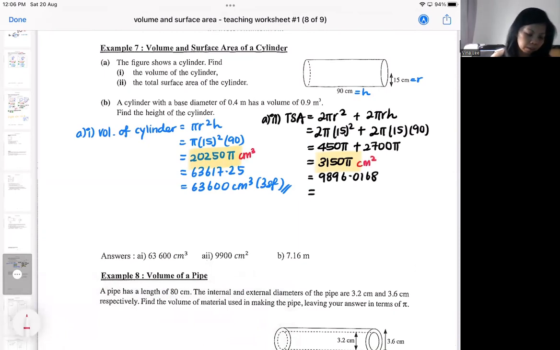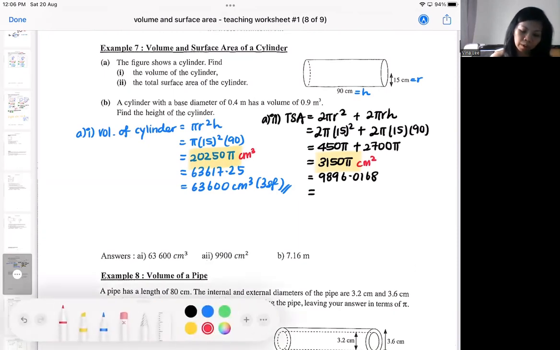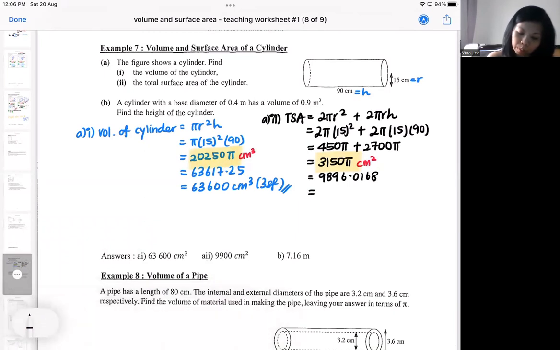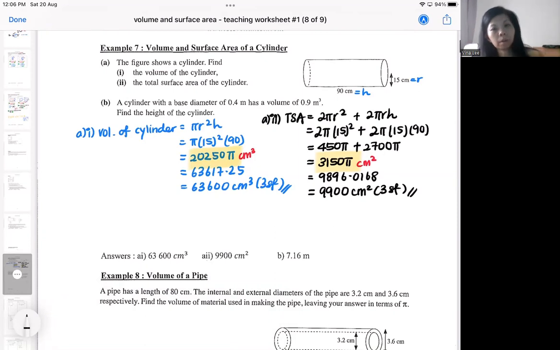If they didn't want to leave it in terms of pi, I will punch out the pi. And then this one, if I round off to 3SF, that will be the total surface area. So before rounding off and after rounding off, it looks a bit different. But that is the 3SF answer. So that's how I make use of the formula to find the volume and surface area.